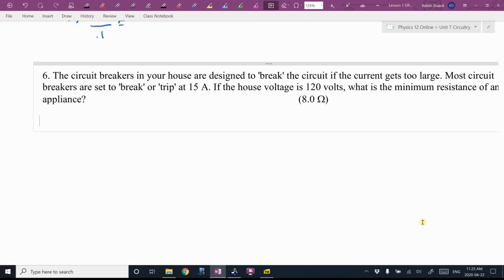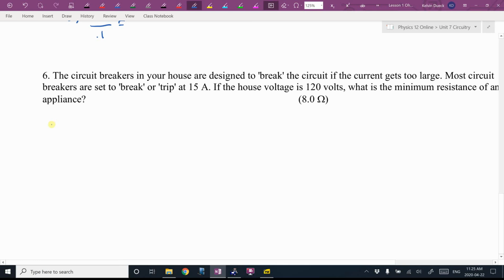Nerd trivia. If the house is 120 volts, what's the minimum resistance of an appliance? So let's see. I know that V equals I times R. I know that R then must equal V over I. We have 120 volts. The maximum we can handle is 15 ohms before it will trip. So 120 divided by 15, pretty sure that is, oh, I got the answer right there, 8.0 ohms. I think I said 15 ohms earlier. 15 amps is what I meant to say.